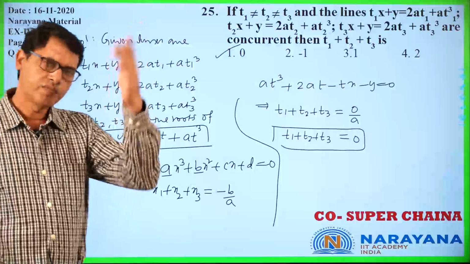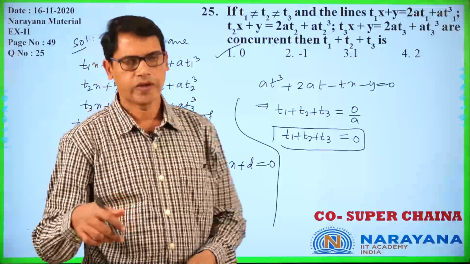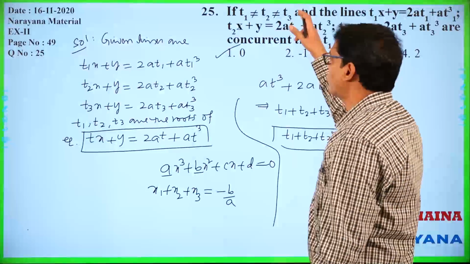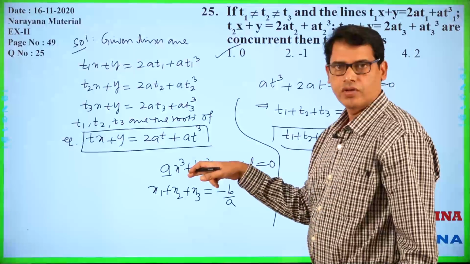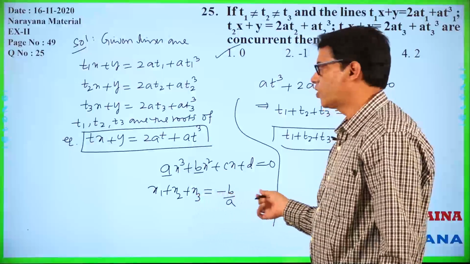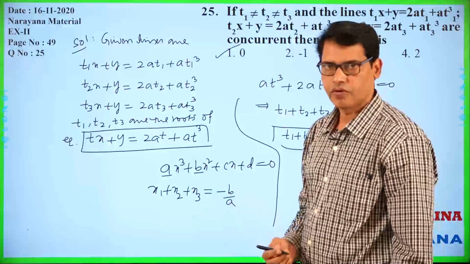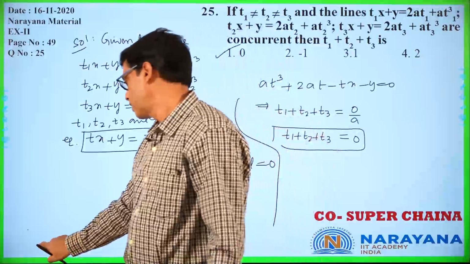Otherwise you can simplify, but it will be lengthy. Okay? That is equal to 0, determinant equal to 0, evaluate, and you will get t1 plus t2 plus t3 equal to 0. You can do it like that also. Okay. Next one.